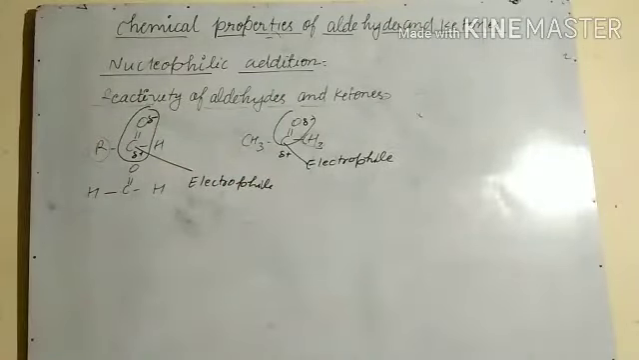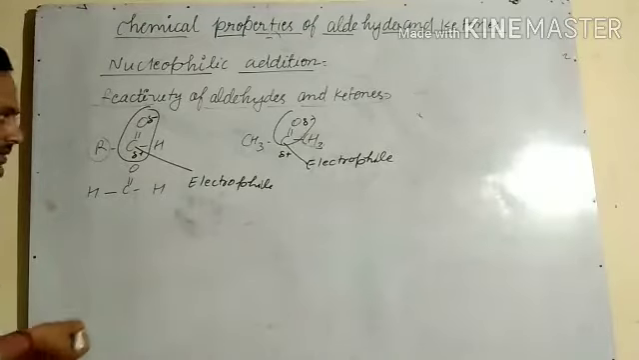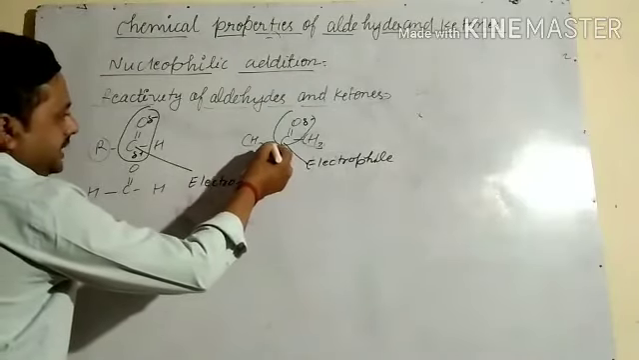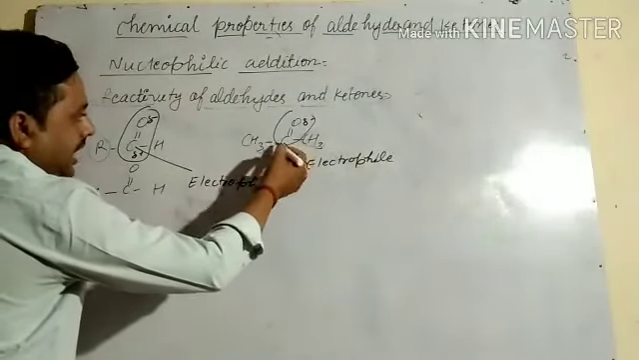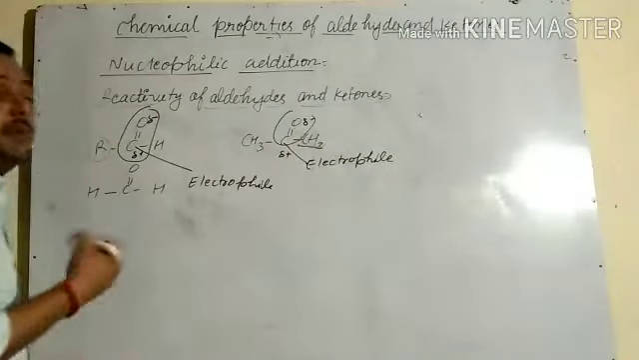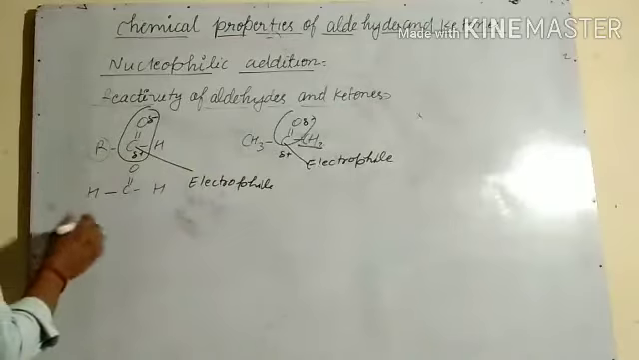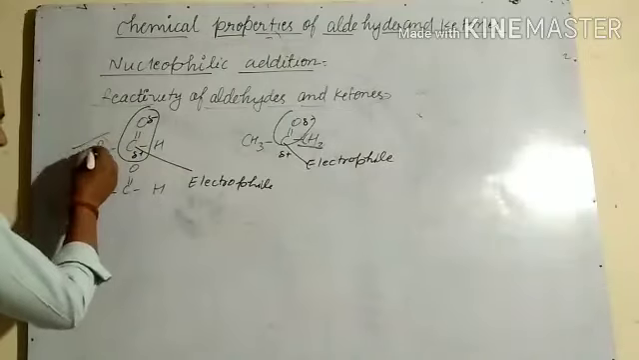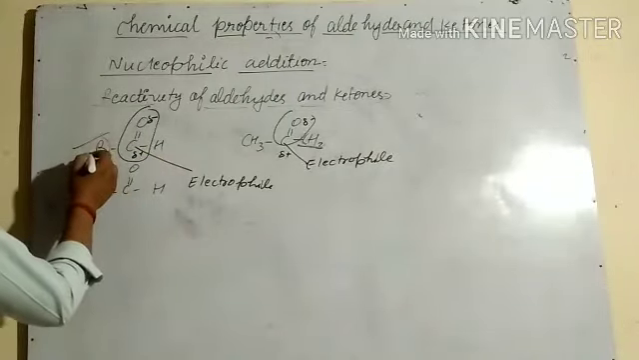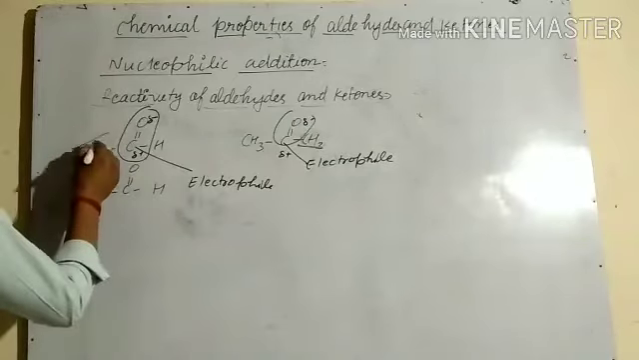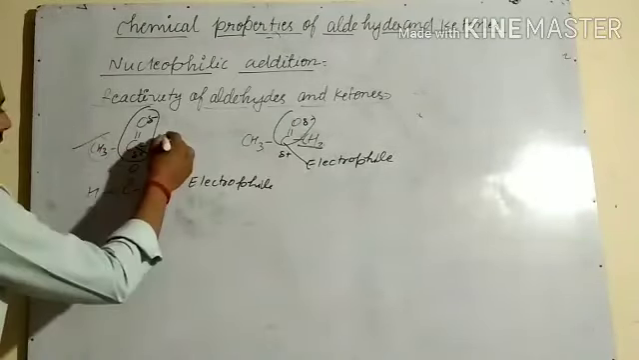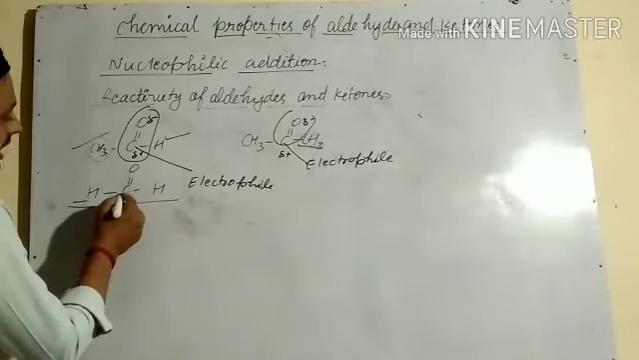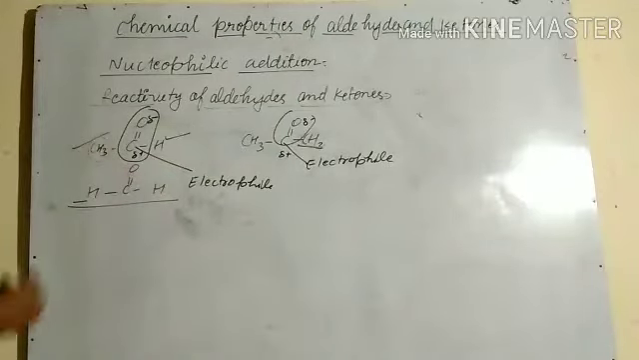Okay. So, but some differences there. What is the difference? In ketone, two valencies of carbon are attached to alkyl groups, that is, methyl groups. And in aldehyde, there is one alkyl group, maybe methyl, so I will write here methyl and one hydrogen. And if we take formaldehyde, both bonds of carbon are attached to hydrogen. So we will compare both.